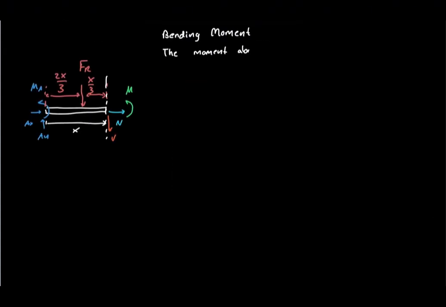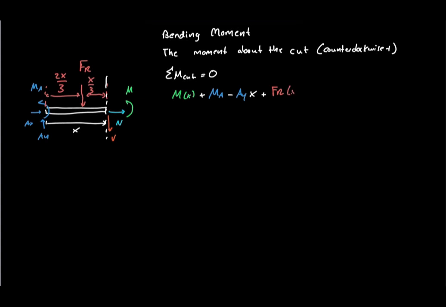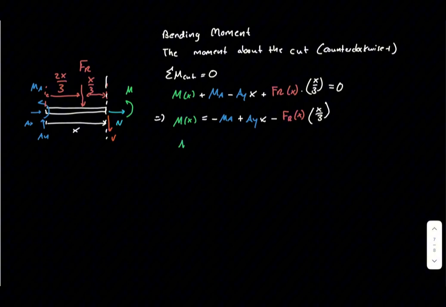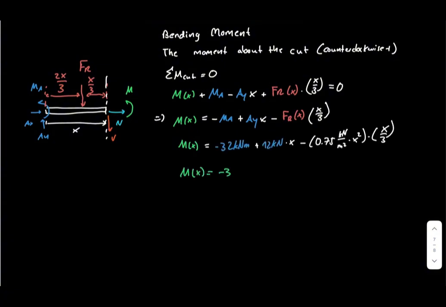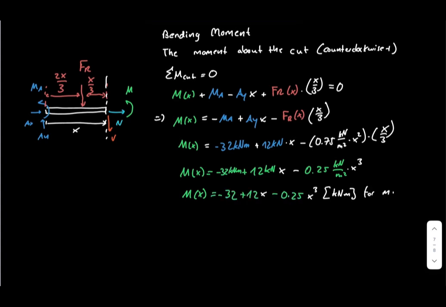Now we determine the bending moment. We take moments about the cut and define counterclockwise as positive. The internal bending moment and the fixed support moment are counterclockwise. The vertical support reaction produces a clockwise moment about the cut. The equivalent distributed load force acts to the left of the cut and produces a counterclockwise moment. The resulting bending moment function is negative 32 plus 12x minus 0.25x cubed kilonewton meters.